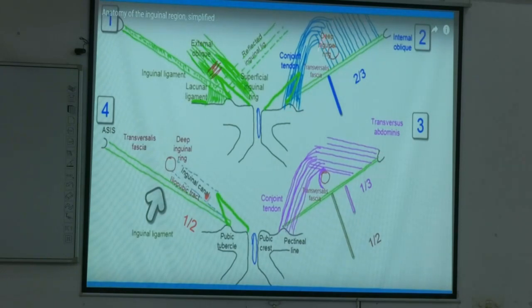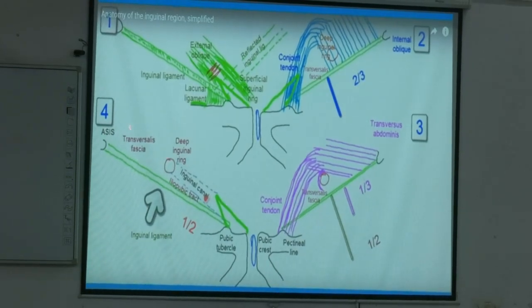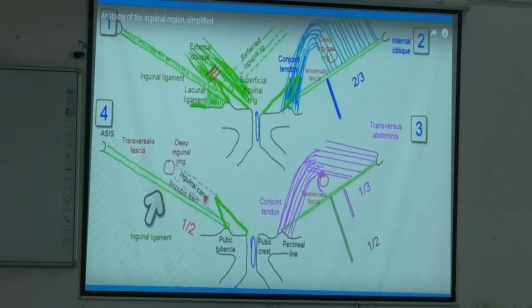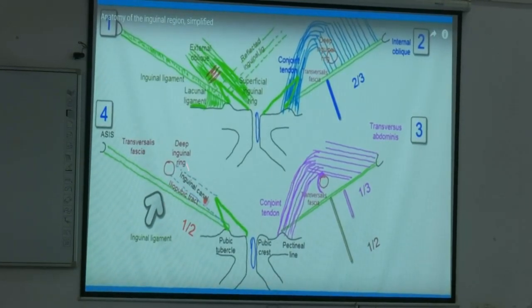So these two are together joining to form the conjoint tendon. Conjoint tendon forming an arch above the inguinal canal. Okay, and forming the roof of the canal like this. And deepest is the fascia transversalis. Okay, there is a gap in the fascia transversalis that is forming the deep inguinal ring, and the canal is extending from deep inguinal ring to the superficial inguinal ring.